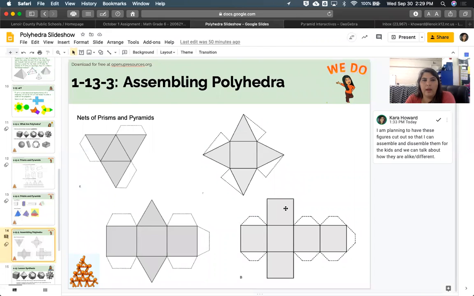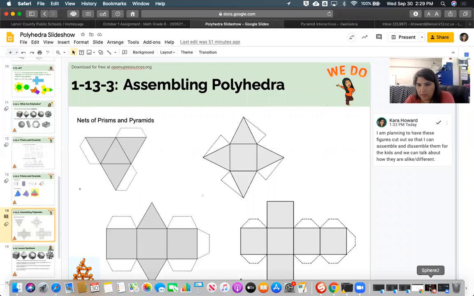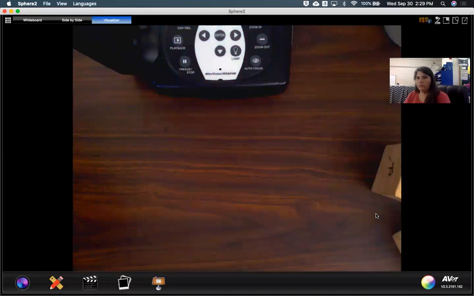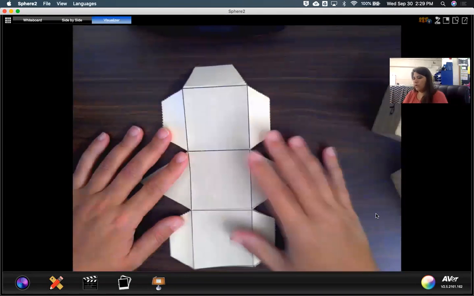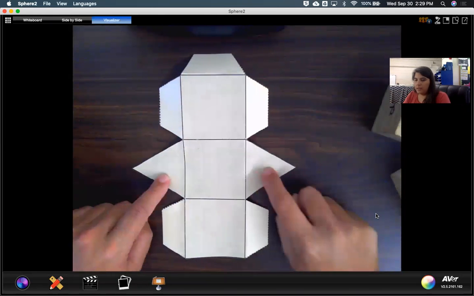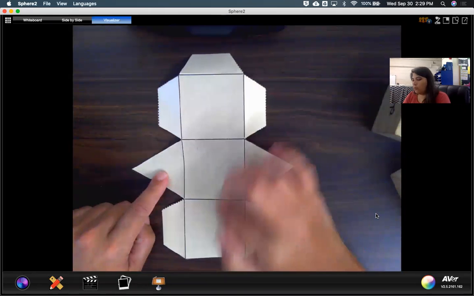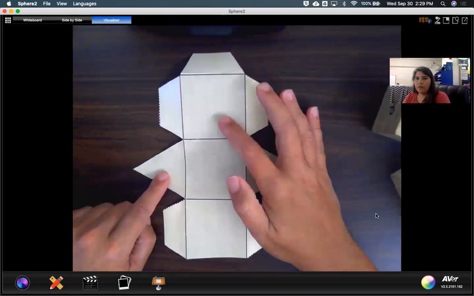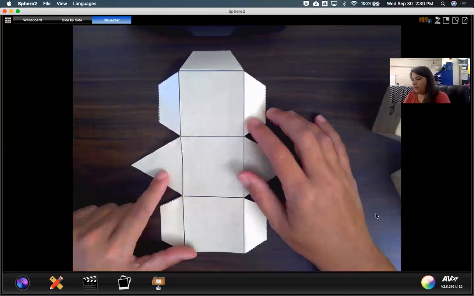All right, so now I have some paper examples of pyramids and prisms that I'm going to share with you. I'm going to open up my overhead. There we go. All right, so here we have two triangular bases, and they're connected by these, they look like squares, but let's just say rectangles. So what type of shape is this? Is it going to be a pyramid or a prism?